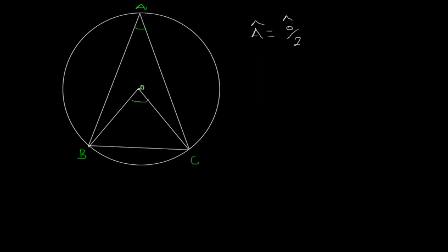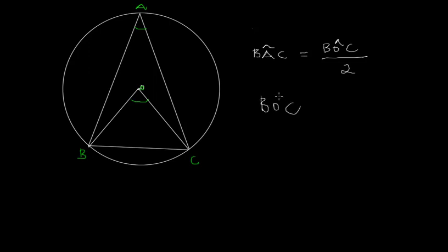Or rather, let me write it so that we can see it clearly. We can say angle BAC is equal to half of angle BOC. Meaning, this angle at the center is twice as big as the one at the top there. So angle BOC is equal to 2 times angle BAC. Alright, so what do we mean?